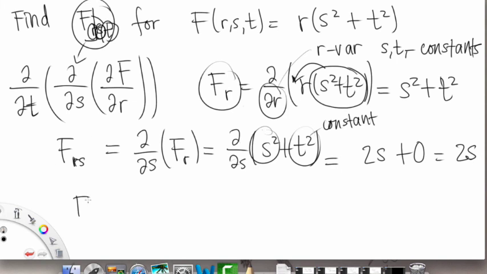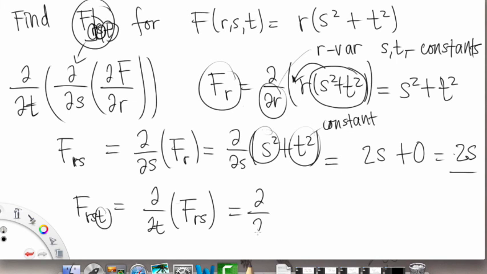And then for our last step, in order to get f sub rst, we add on that t, right? So we're going to do partial with respect to t of f sub rs, and f sub rs turned out to be 2s. So this is partial with respect to t of 2s. And here we see how we're treating s as a constant because the only variable is t. And since there are no t's, the derivative is going to be 0.